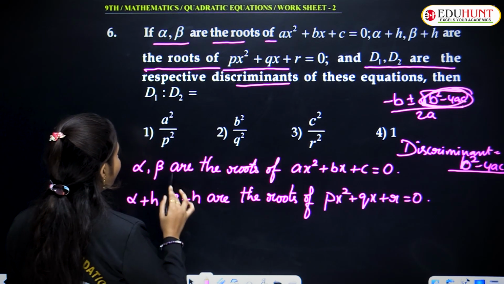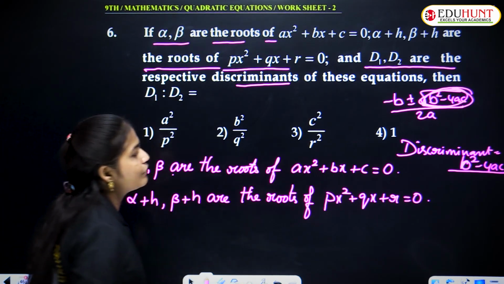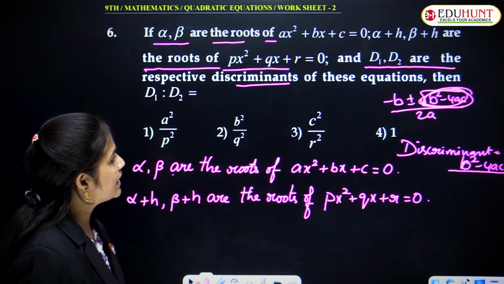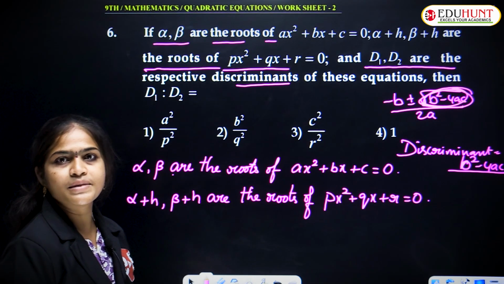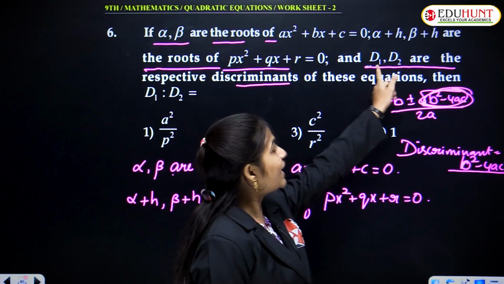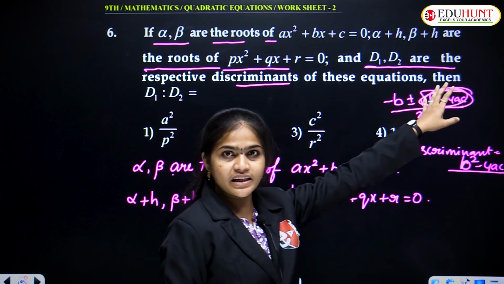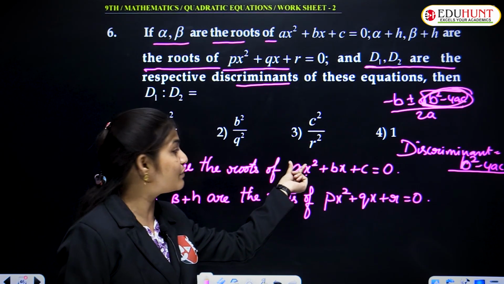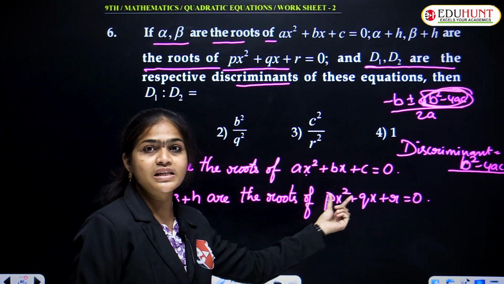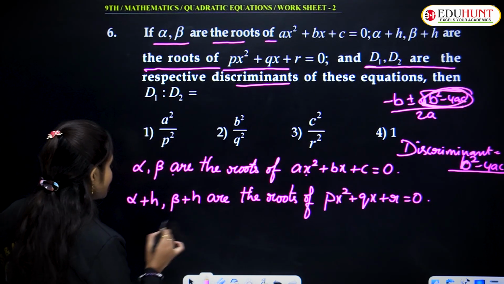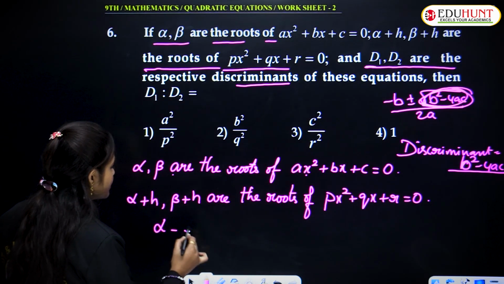Now see here, alpha comma beta are the roots of ax square plus bx plus c is equal to 0. So what they are asking: discriminant means b square minus 4ac, and that is denoted by D. But here they have given D1, D2. So we need to find the discriminant in the first equation, and in the second equation the discriminant is D2. Understand? So first we need to find the difference of the roots.